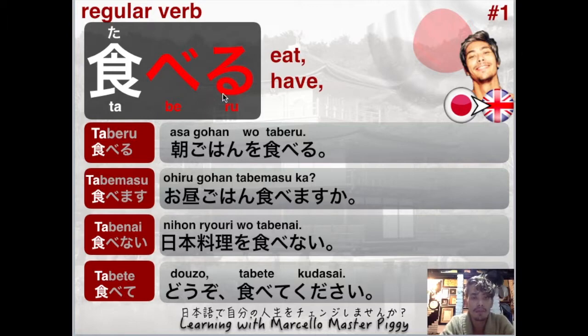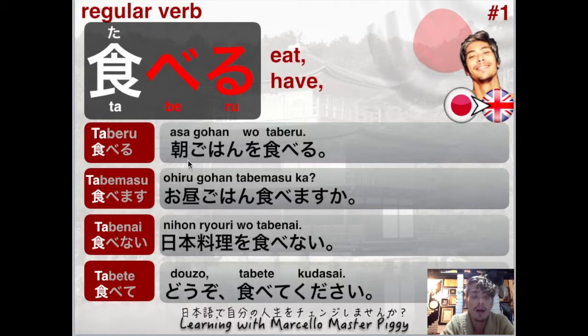So if you look at the verb, we have the kanji. The kanji in this case can also be read as shoku, as in shokuji for meal. But in this case, if you see the kanji with the hiragana beru, you know that we're gonna pronounce it as taberu. So let's have a look at the first format that we use, which is the jishoke, the dictionary form. It means the same thing, taberu, eat.